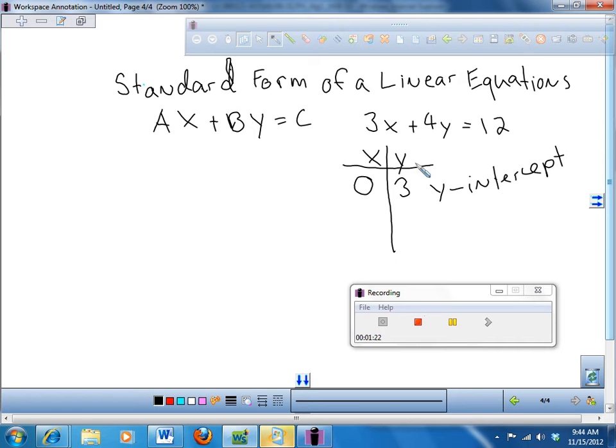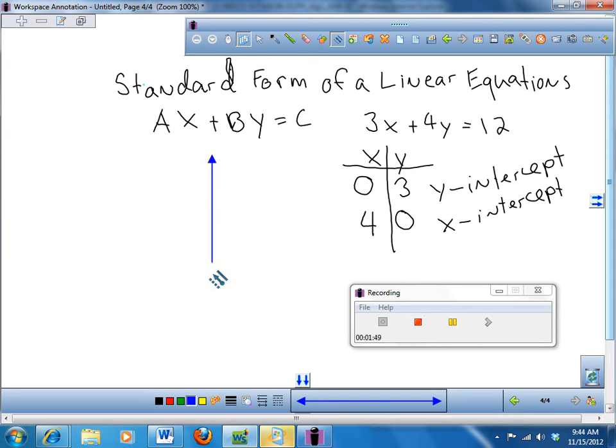Okay? Now if I plug in 0 for y, and I cover this up, 3 times what number would give me 12? 4. Okay? And that is known as the x-intercept. That's where the graph crosses the x-axis. So what this is good for, it makes it very easy to graph this linear equation, because A, I know it's a linear equation, meaning it's a line, and B, I know where it crosses the x-axis and the y-axis.